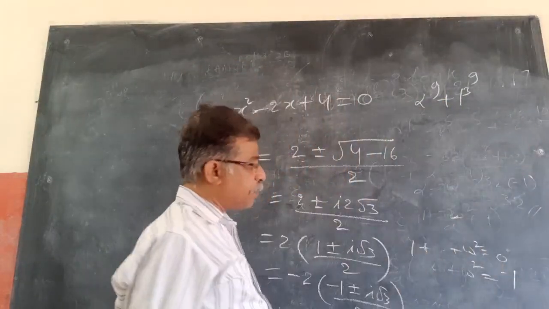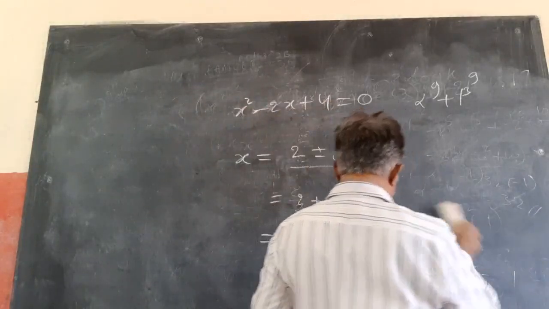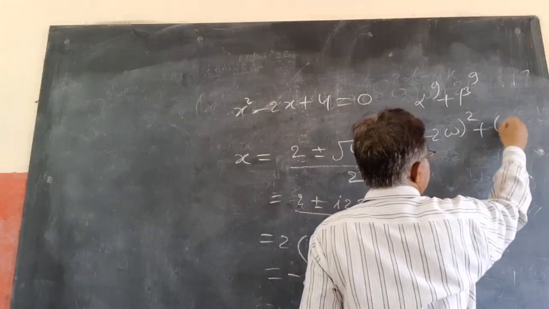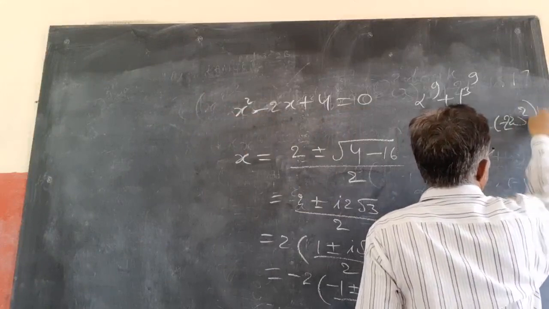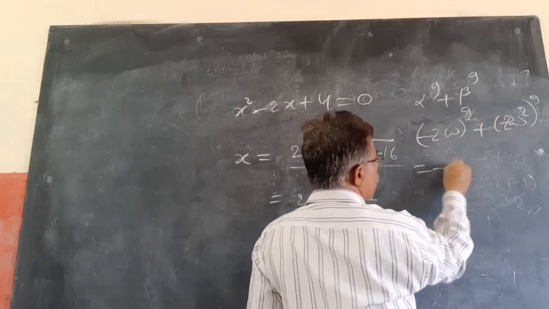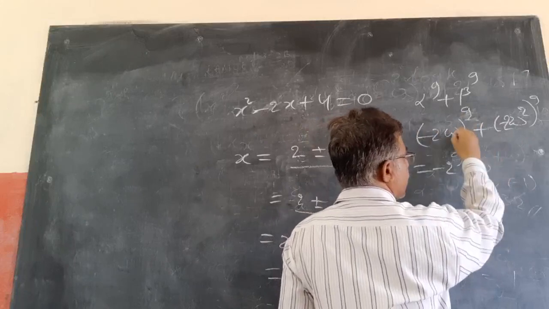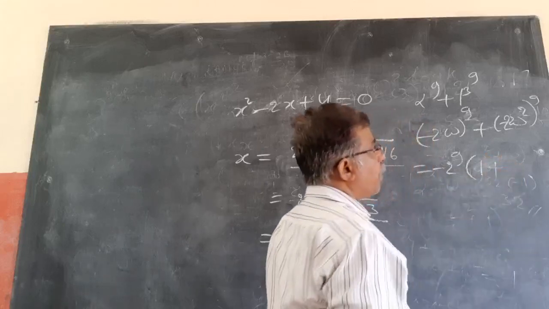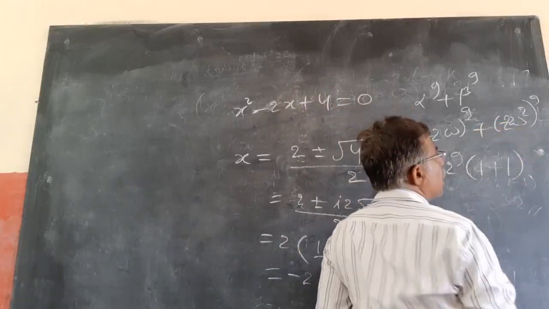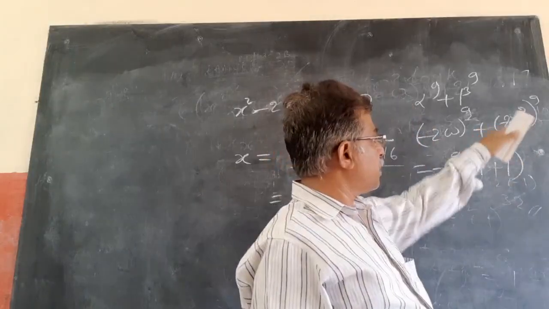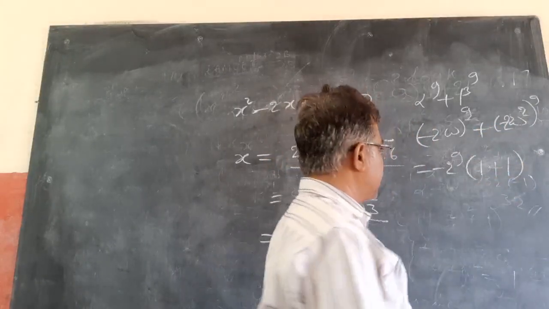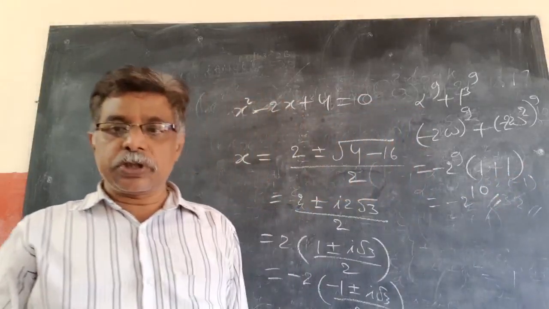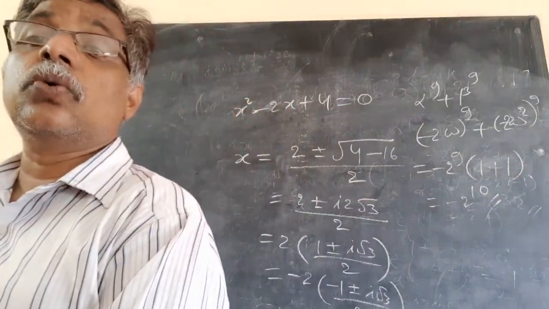So how to find alpha power 9 plus beta power 9? The same concept we can use. Alpha power 9 is minus 2 omega whole power 9 plus minus 2 omega square whole power 9. Taking minus 2 whole power 9 common, it becomes omega power 9 plus omega power 18. Omega power 9 means 1, and omega power 18 means again 1. So 1 plus 1 is 2, and 2 into 2 power 9 becomes minus 2 power 10. That's it. So they changed only the powers in the same question in 2013.